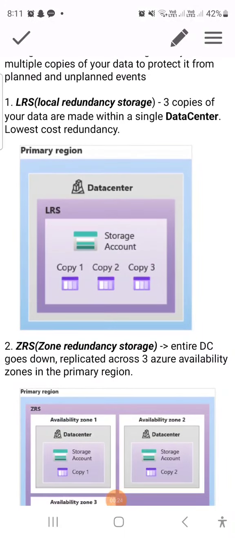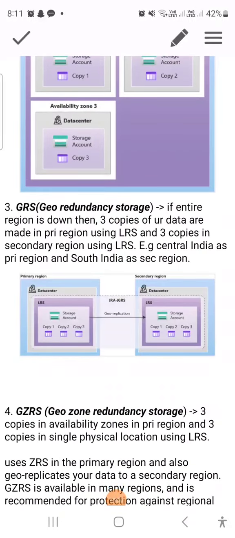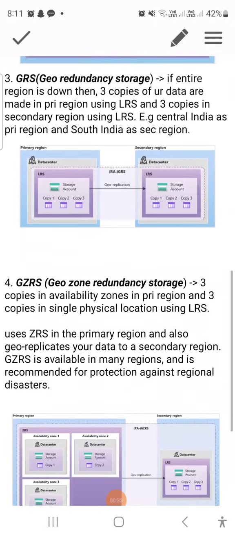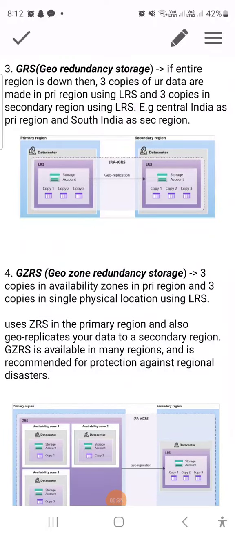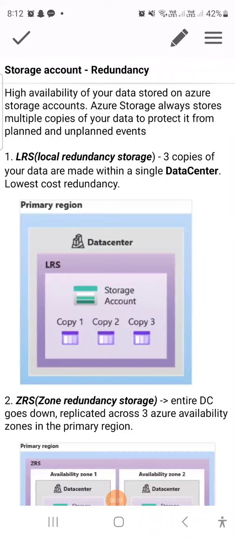So there are four types: LRS, that is local redundancy store. The second one is ZRS, zone redundancy store. Third one is GRS, that is geo redundancy store. Fourth one is GZRS, that is geo zone redundancy store. So we will look into the first, that is local redundancy store.